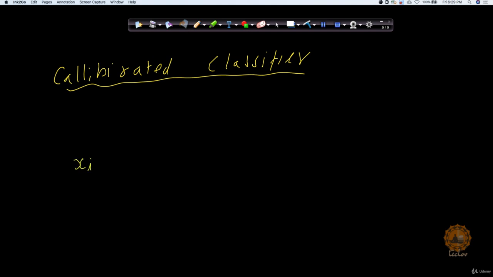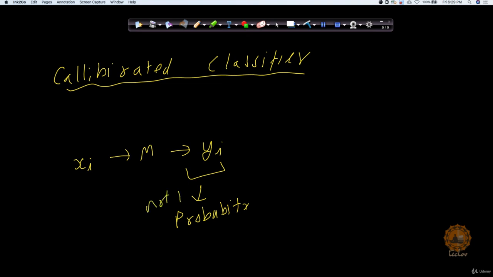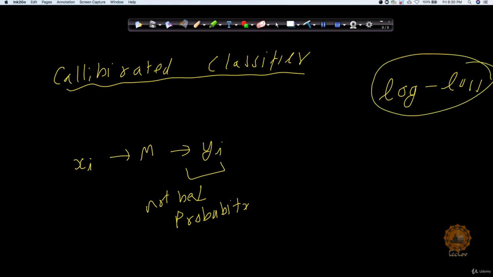Let's say I have an input xi and I'm passing it to my model m, and I got the value yi. Now this yi may not necessarily be a probability, right? So it may not be a probability. In that case, maybe we need some output in terms of probability. For example, when your final output is required in terms of log loss. Log loss definitely needs probability. Log loss is completely a concept of probability theory. So in this case, what should we do then?